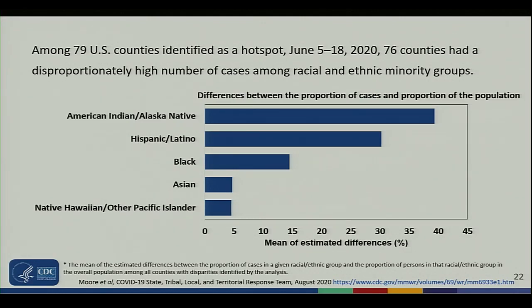For example, if a group makes up 20% of the population of a county on average, but 40% of COVID-19 cases, the difference would be 20%. The differences ranged from 4.5% for Native Hawaiian and other Pacific Islanders to almost 40% in American Indian and Alaska Natives. Next slide.